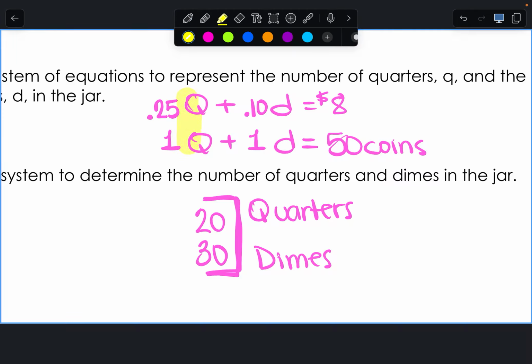So, the first variable is Q. That means the top number represents quarters. Second variable is D. Bottom number represents dimes. Very important that you know which number represents what. Okay?